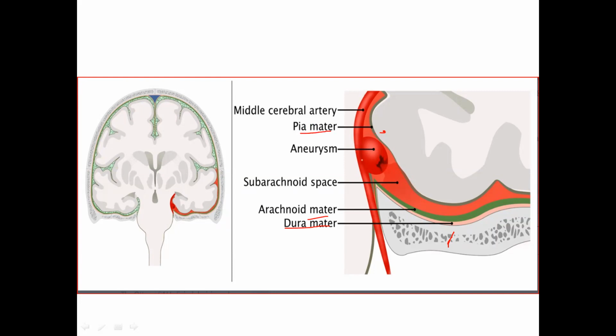There are blood vessels inside. There are blood vessels next to the arachnoid, that means in the subarachnoid space. So the subarachnoid space is in between the arachnoid and the pia mater. This is the subarachnoid space, and the bleeding is in this space. It is between arachnoid and pia mater, and this is the aneurysm. This is the middle cerebral artery, which passes in the subarachnoid space.